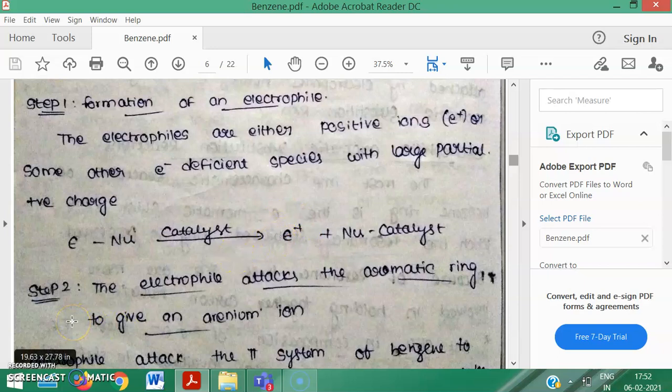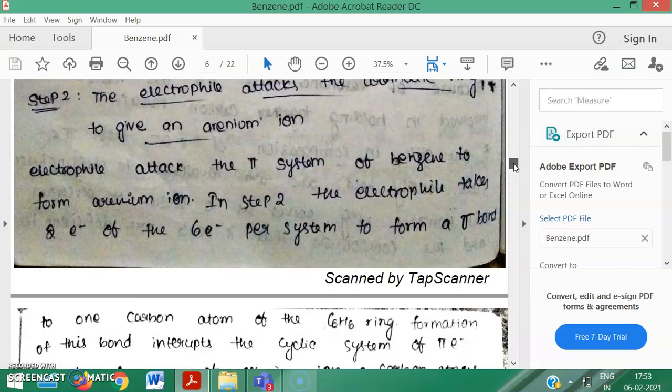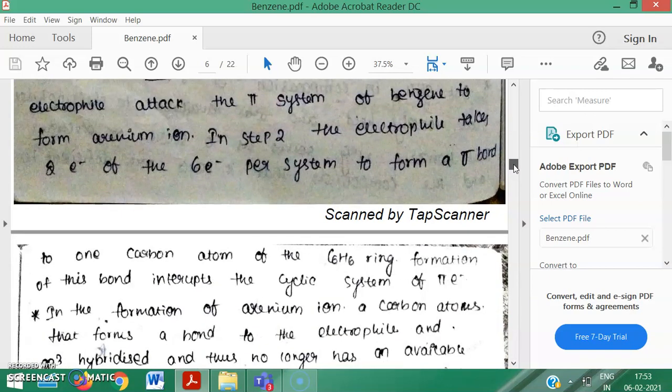The second one is step 2. The electrophile attacks the aromatic ring to give an arenium ion. This is a very important step. The electrophile which is formed attacks the benzene ring to form an arenium ion. That is, the electrophile attacks the pi system, the delocalized pi electrons present in the benzene ring, to form an arenium ion.